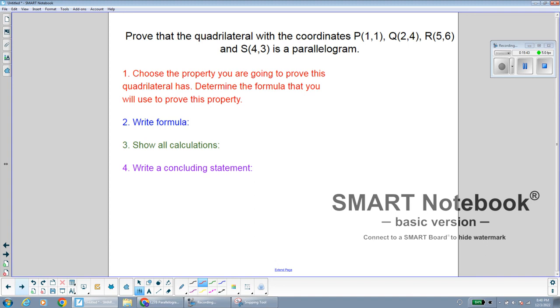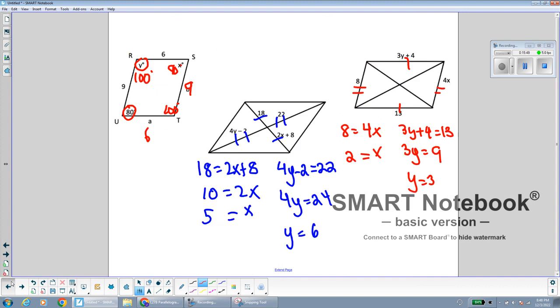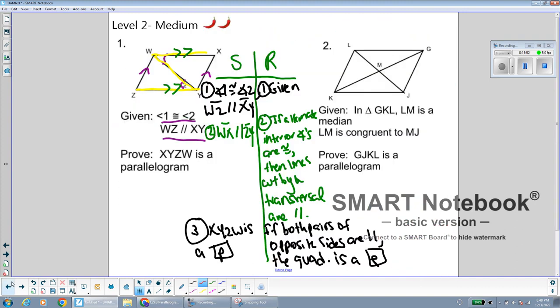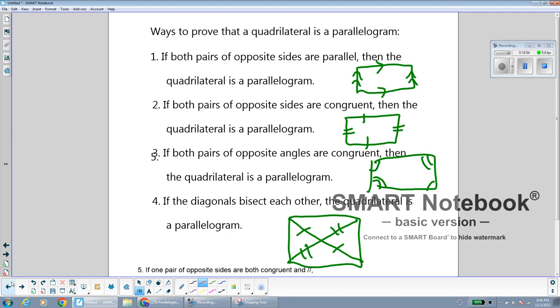So you have a couple of different options because you have a couple of different ways of proving that you have a parallelogram. So let's go back for a second to our properties, our ways of proving that we have a parallelogram. So we can prove that both pairs of opposite sides are parallel using slope formula in coordinate geometry. Remember, if we have the same slopes, that means lines are parallel. This would involve 4 slope formulas because you would need one for each side to show that both pairs of opposite sides are parallel.